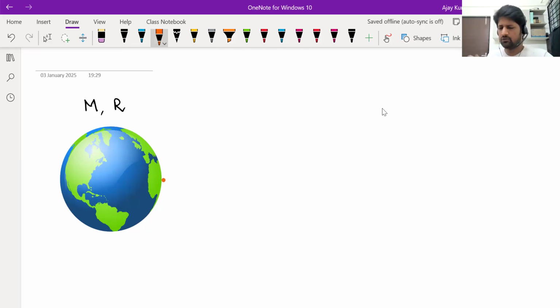Fine. Now we know from everyday experience that when you project something in the upward direction, it rises to a certain height and then falls back to the ground. Let's say the object's mass is small m. Ignore the atmosphere of the planet. So air resistance and all you'll ignore.